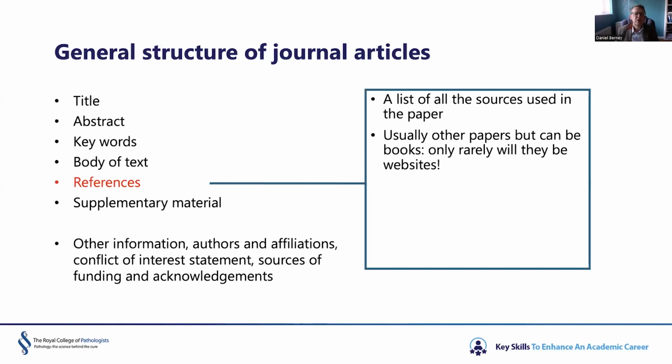Going on to the general structure of the articles, references. A list of all the sources used in the paper, usually other papers, but can be books, only rarely websites. As you know, referencing is a bit of a nightmare because you have to change the style, and EndNote and other programs like that are really good at doing that. Thankfully, a lot of journals nowadays, including Histopathology, accept any referencing and will change the formatting for you post hoc. So that's very convenient if you want to change from one journal type to another. They'll often do it for you.